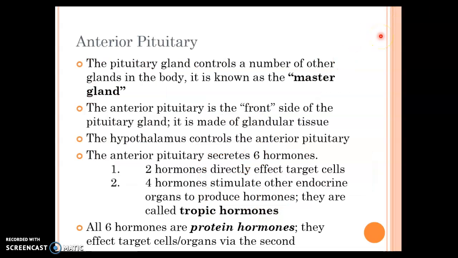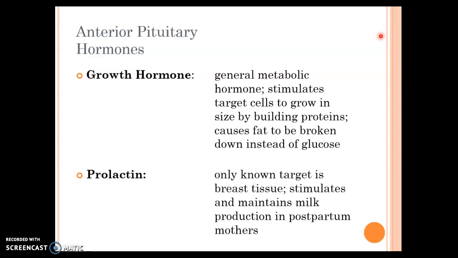So as I said, the anterior pituitary is known as the master gland. It produces 6 hormones. 2 of those hormones are actually going to go out and directly affect target cells. 4 of them, however, are tropic hormones, and I talked about this in the last video, that a tropic hormone is a hormone that prods another cell to produce more hormones, okay? All 6 of these hormones are protein hormones, meaning that they get into the cell via the second messenger system. So I'm going to go through the different hormones that are coming from the anterior pituitary.